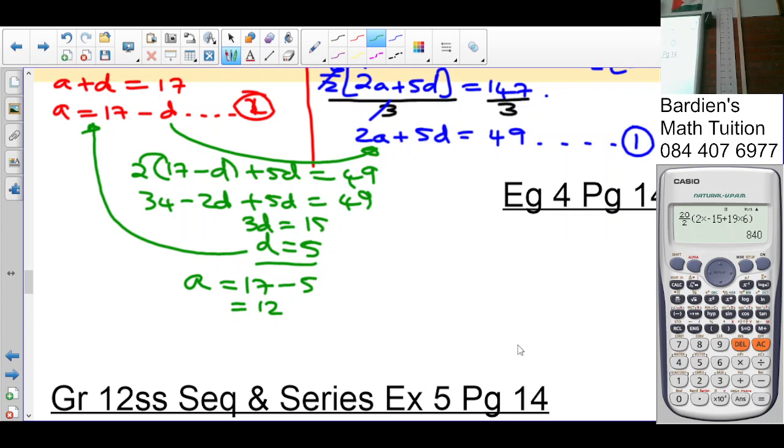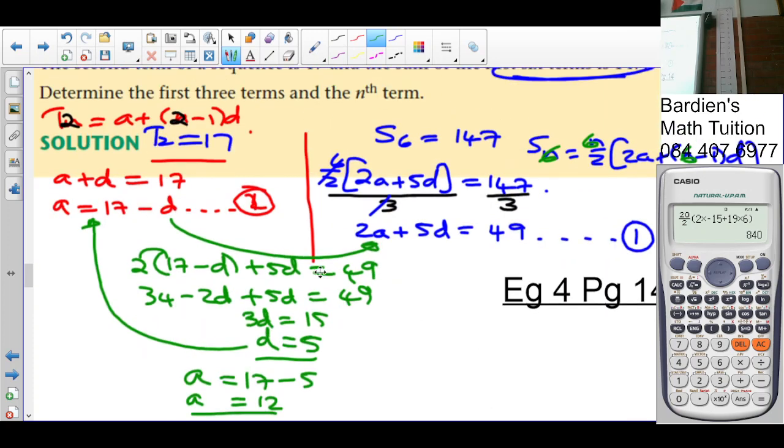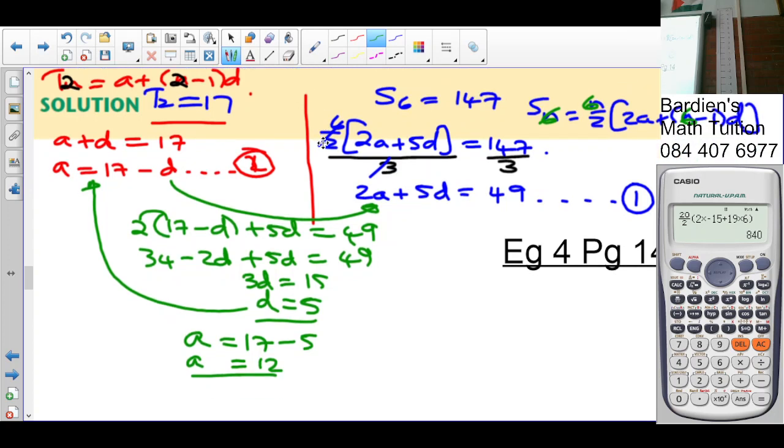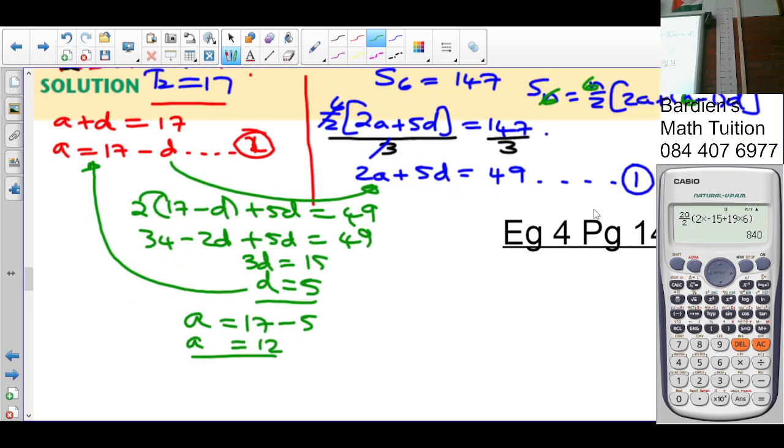Okay. But have I answered the question? No. What's the question? Always go back and see: determine the first 3 terms and the nth term. So what are the first 3 terms? It's going to be 12 because that's your a value. You're adding d, which is 5, which is then 17. And 17 plus 5 is 22. So those are the first 3 terms of the sequence.